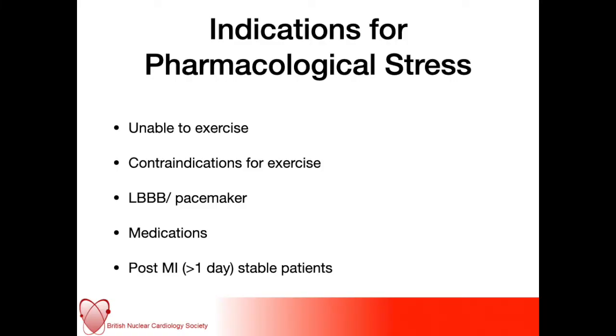So as I say, why do a pharmacological stress test? Well, is your patient unable to exercise, or do they have one of those aforementioned contraindications to exercise? Do they have an uninterpretable ECG because they're paced, or they have left bundle branch block? Are they on certain medications, which means they can't exercise? And again, are they actually more acute patients recently within myocardial infarction?